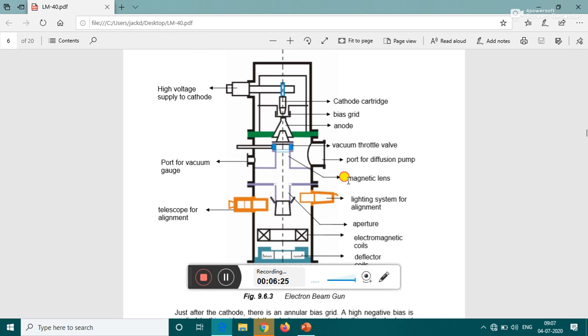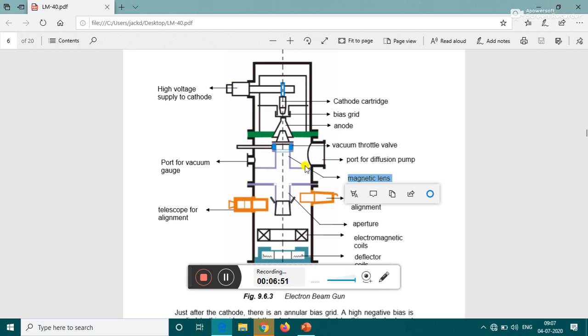So magnetic lenses. Where is the magnetic lens? This portion is the magnetic lens. This is a cross section, so you just need to understand how this would look in the three-dimensional view. This is just a cross section. So this is the magnetic lens, just after the anode.